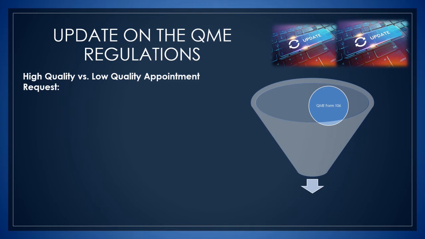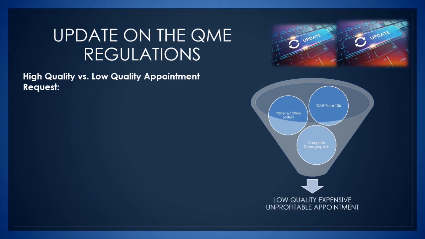Let's say you ask the parties for copies of QME Form 106, copies of the panel letters with strike letters, copy of the complete demographics. When you obtain all of that information, you're left with a high quality, profitable appointment. But if any one or more of those pieces of information are missing, it should raise a red flag for you that you're dealing with a potential problem evaluation that's going to become low quality, expensive, and an unprofitable appointment for you. So let's say that you decide, even in the absence of one or more of these pieces of information, to go ahead and schedule the appointment.